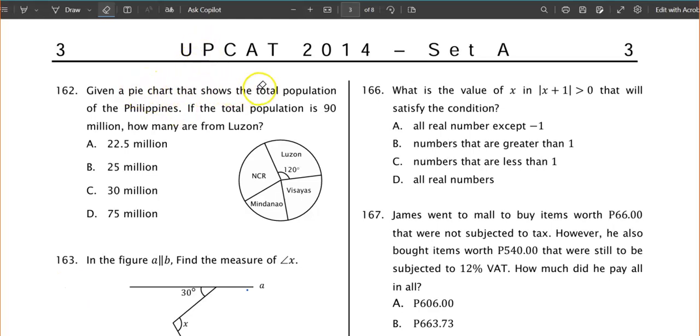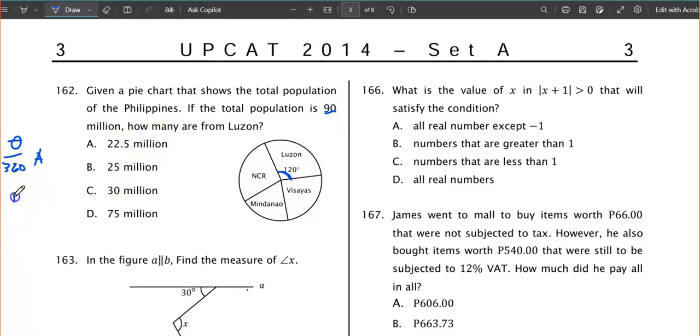Given a pie chart that shows the population of the Philippines, if the total population is 90 million, how many are from Luzon? To answer this question, since we have here a central angle of 120, we can find the area of the sector, the Luzon part, by using again the sector formula, that is theta over 360, and then the area of the circle. In this example, by context, that is 90 million.